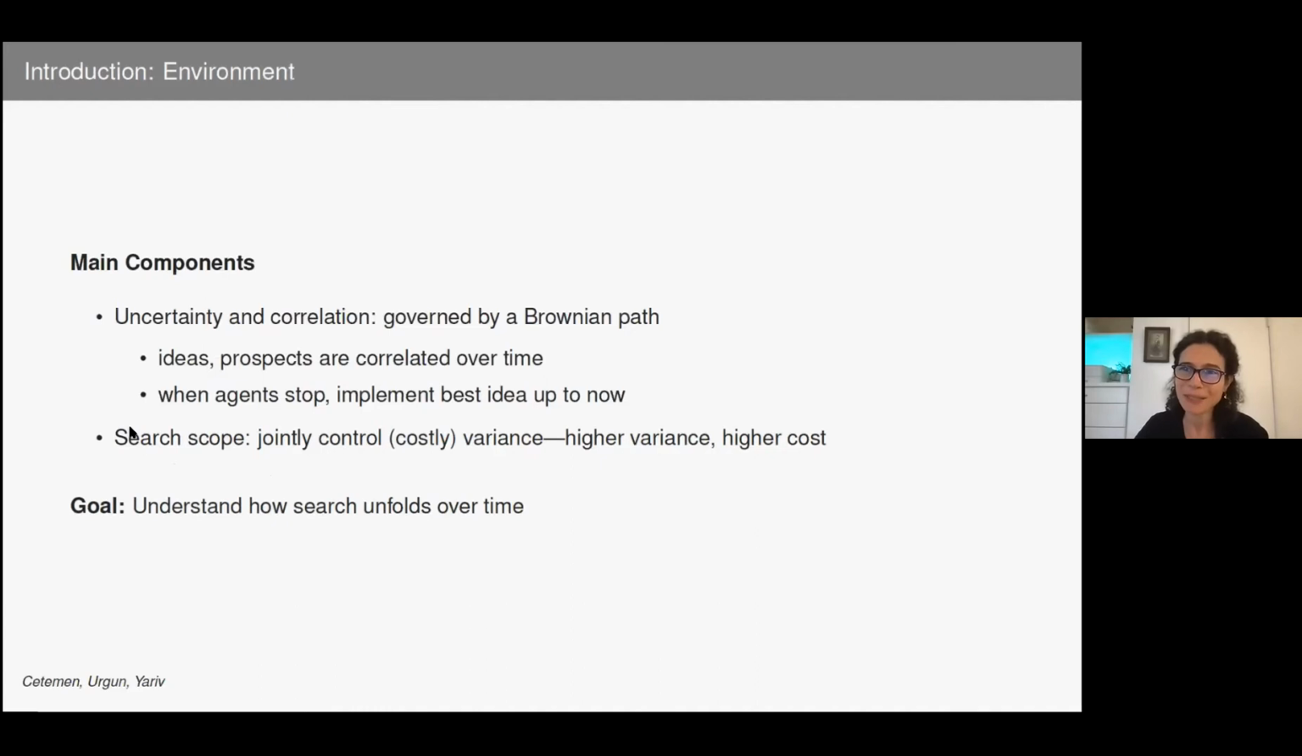All right, so in this model, the main components are going to be the following. We're going to have uncertainty and correlation that's governed by a Brownian path. So this captures this idea that ideas or prospects are correlated over time. And whenever agents stop, they implement the best idea they've seen up to now. The search scope, which I'll soon be more formal about, is jointly controlled. And the way we think about it is as the variance of the Brownian path. So that's what individuals are selecting. And a higher variance comes at a higher cost. So that's a breadth of search. Our goal here is to understand how search unfolds over time in these collective settings.